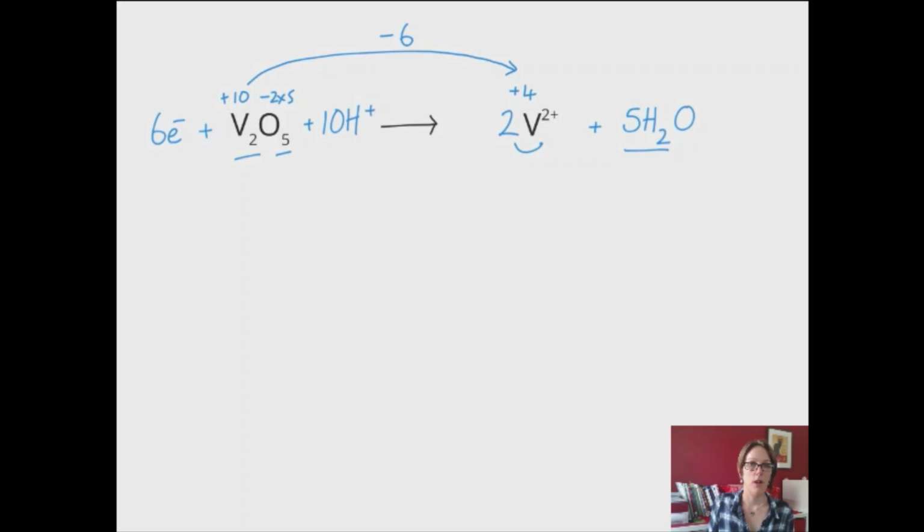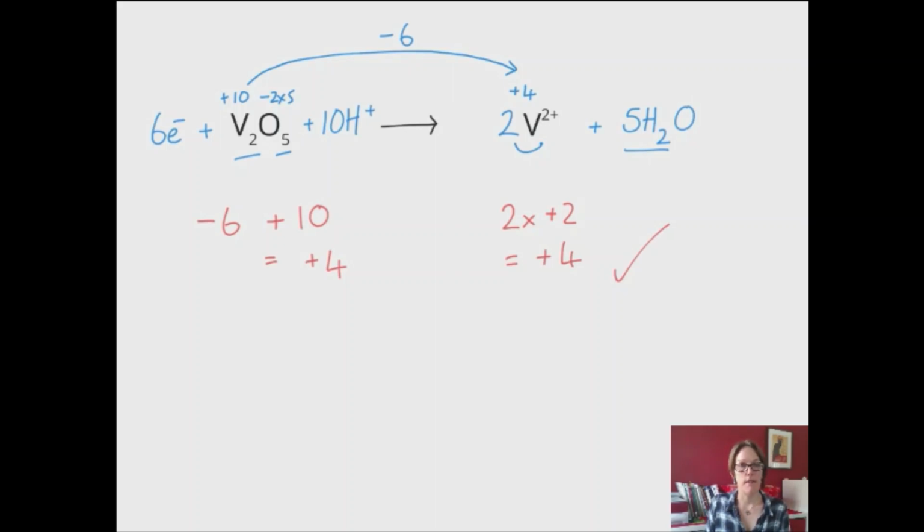So on the left hand side, I've got 6 electrons, 6 minuses, and then I've got 10 pluses, and the V2O5 has nothing, so I've got a total of +4, and on the right I've got 2 lots of +2 ions, also a total of +4. So it all balances out fine and we can check.